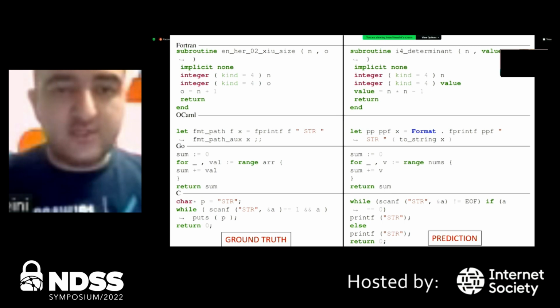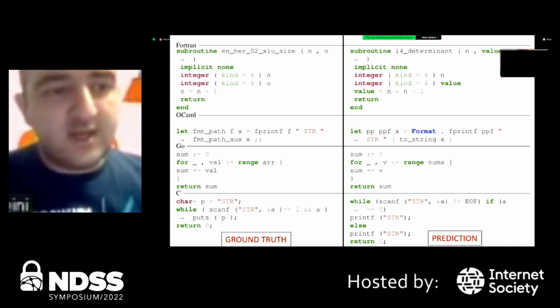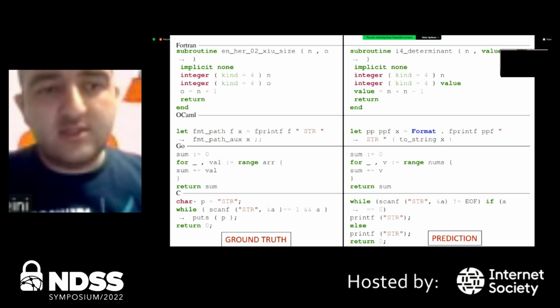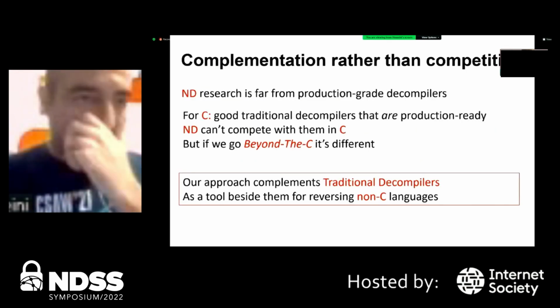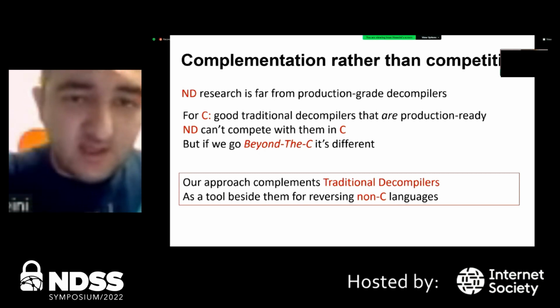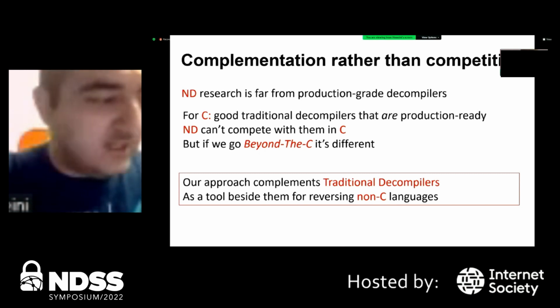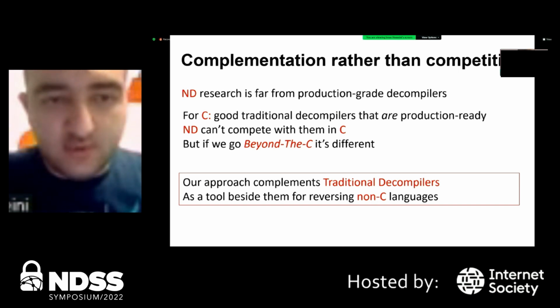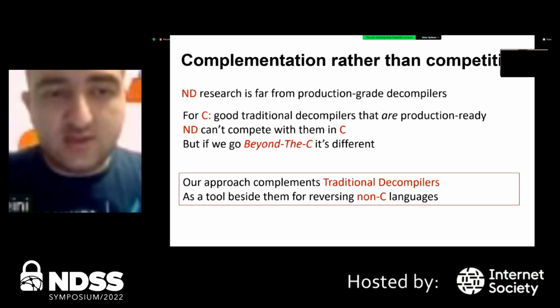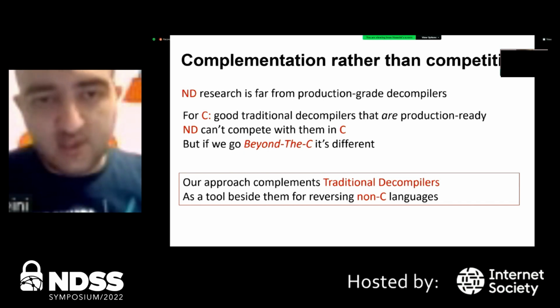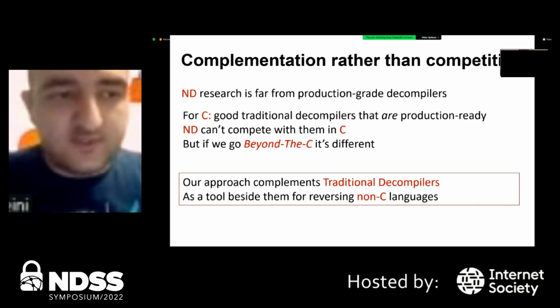But the type of errors we see here is that in the Fortran example, there is a simple increment by 1 in one of the lines, but the model gets this wrong, even though this looks like a simple thing to decompile. One of the takeaways from this is that the C solutions that are out there are production ready and doing a good job. So it really does seem that end-to-end decompilation methods would not be able to go head-to-head and be production ready or competitive with them.